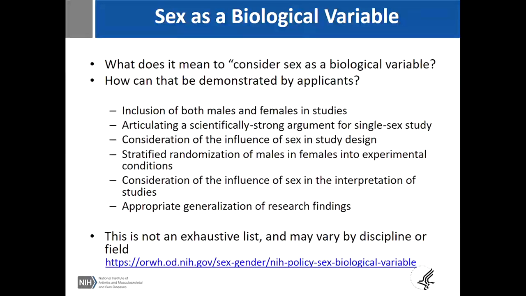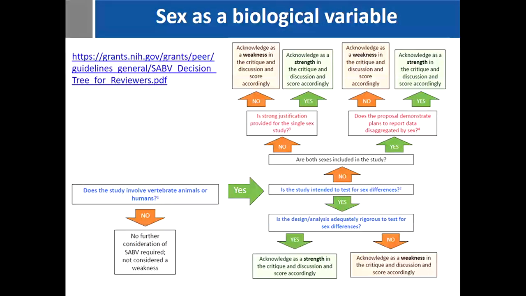And one other slide that I hope is maybe helpful in navigating this policy is a flowchart that reviewers have access to when they're reviewing grant applications. You can start on the left and see, does the study involve vertebrate animals or humans? If yes, we go to the right. This is where it underscores the question of, is the study designed to look specifically for a sex difference? If the answer is yes, then it needs to be adequately powered to address that question, just as it would be for any other variable that we were considering.